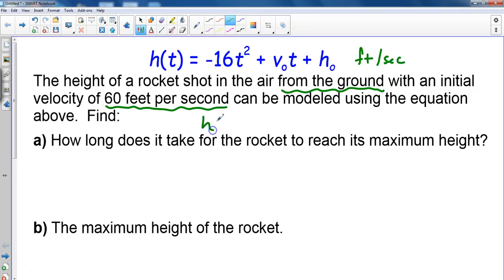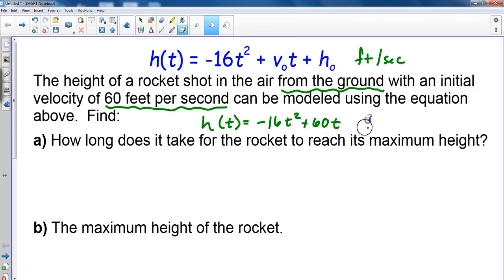So writing our equation, we get h of t is equal to negative 16 t squared plus 60 t. 60 feet per second is the initial velocity, so that goes in that slot. And then from the ground technically is plus 0. So we would write that here, but we know we don't write plus 0. So here's our initial equation that we're going to be working with that models the height of this rocket.